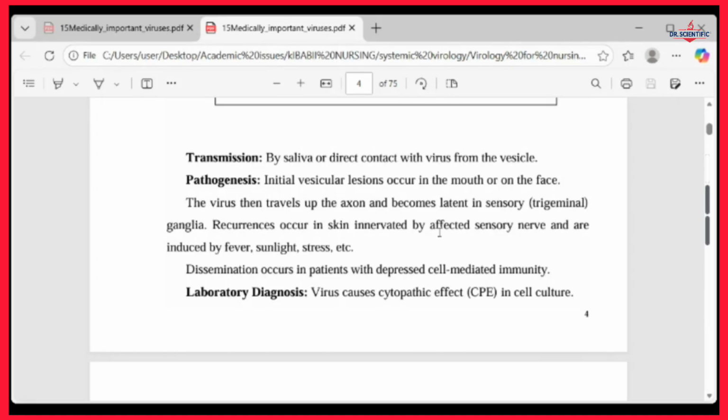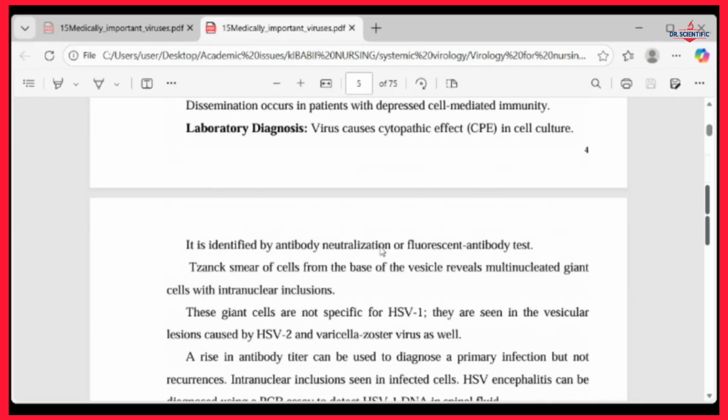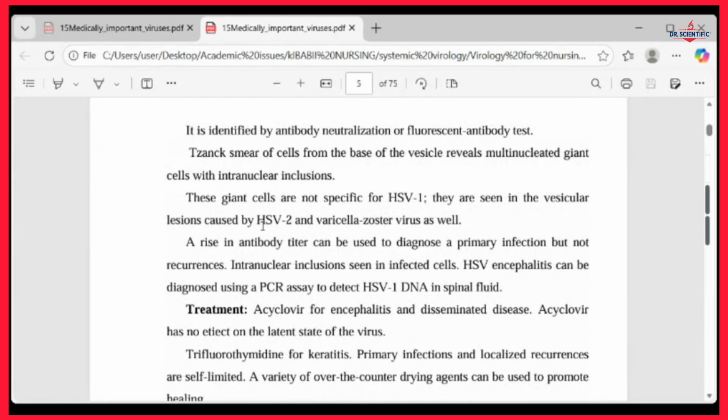When you want to do a laboratory check to confirm, you can do what we call cell culture, because the virus only grows in cells. Once you grow them in the cells, you can check what you call the cytopathic effect. You can also do serology and check the antibody levels, or you can use PCR to detect the DNA in the spinal fluid, because you remember we said it can affect even the brain.